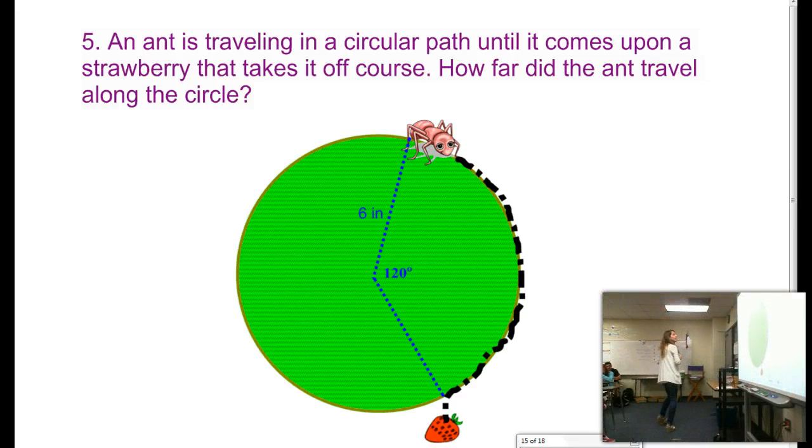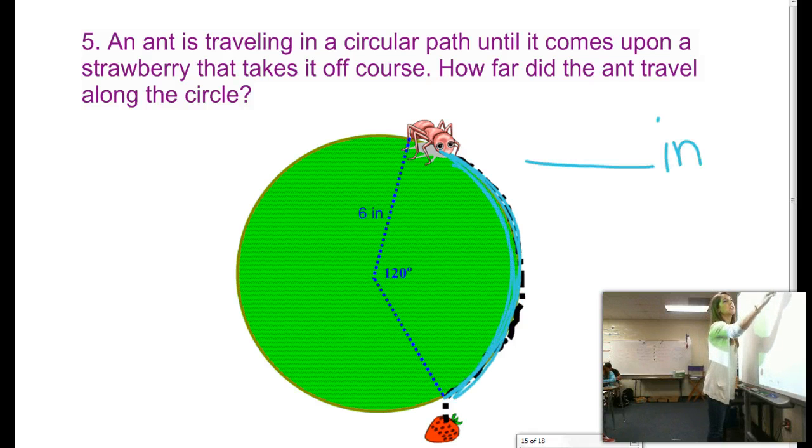Let's do a real world problem. Now we've got an ant heading towards a strawberry along the edge of the circle. How far did the ant travel? Since this is a real world problem, we're going to press pi. We normally don't, but we have to know how to press it and how to not press it. So go ahead and find how long his path was and press the pi button. So your answer should be blank inches is how far he traveled.